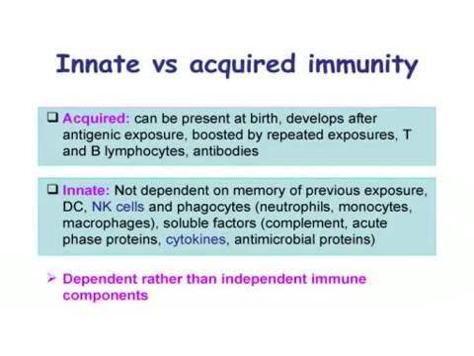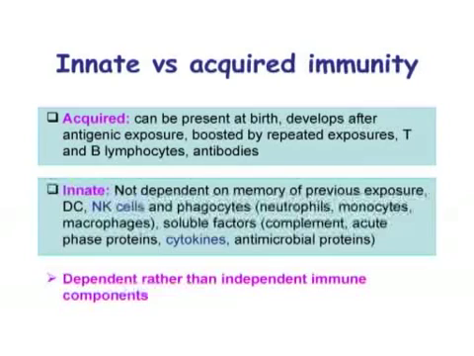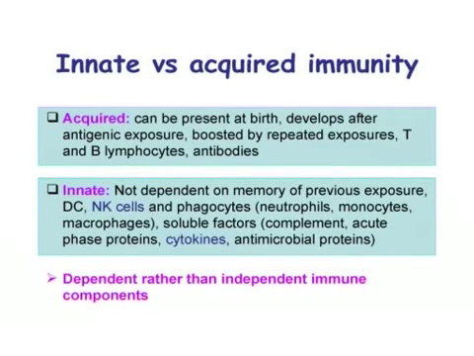Talking about innate and acquired immunity, adaptive immunity can be present at birth. The textbooks will tell you it's not present at birth and only gets acquired once the child is born, but that is not true. There are a lot of exposures that happen to antigens, to allergens in utero, while the baby is in the mom. There are exposures to various proteins. But when a baby is born, through various antigenic exposures, the immune response gets boosted by repeated exposures, and the cell types that are responsible for the adaptive immune response are your T cells and your B lymphocytes, and obviously specific antibodies.